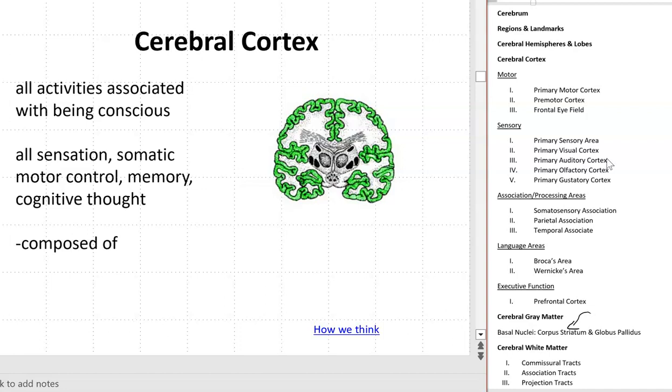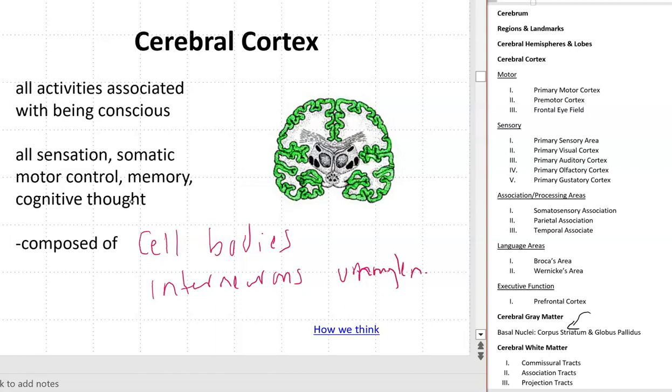And so generally speaking, anything associated with being conscious, being awake and alert, all your planning and thinking, all of your movement, all motor control, controls all your muscles, right? All memory. And it's gray matter. Since it's gray matter, we know it's composed of cell bodies, primarily lots of cell bodies of neurons. And then it does have a lot of interneurons as well. And these interneurons, though, remember, will be unmyelinated. Because remember, if they're gray, they don't have that thick myelin sheath on those.